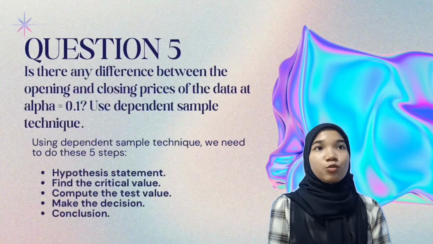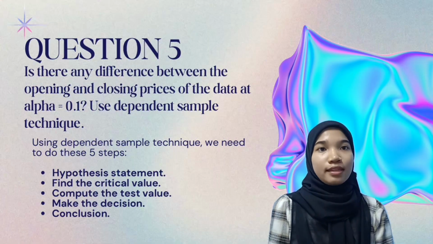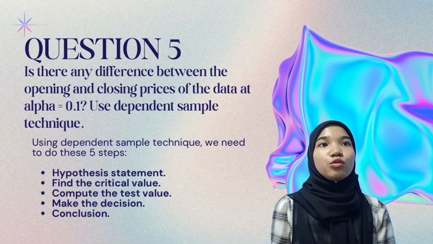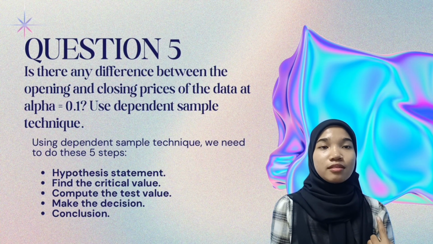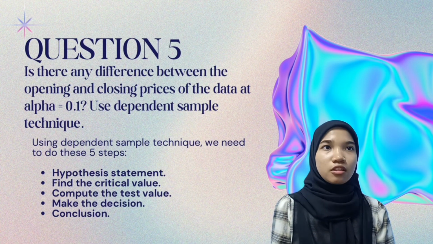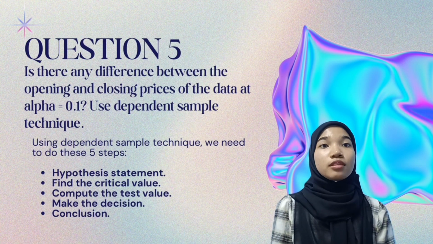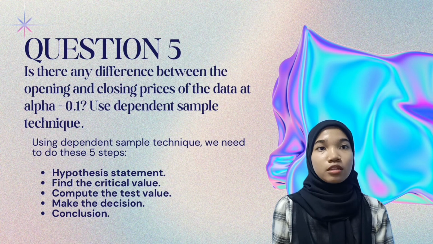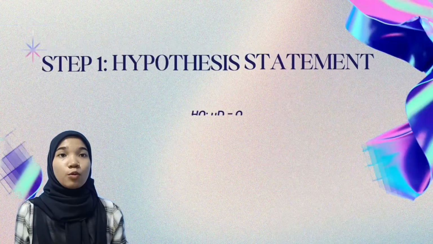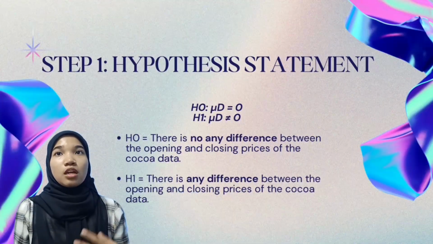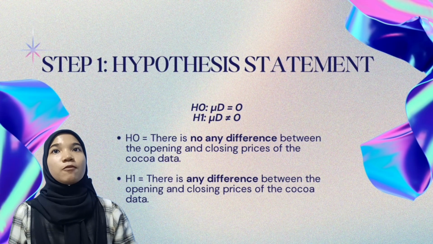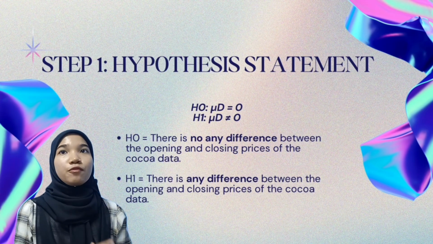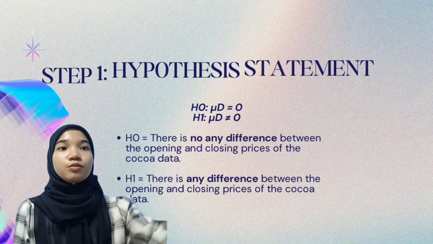Next, question 5, we need to use the dependent sample technique. For this technique, we need to do these 5 steps, which is we state our hypothesis statement, then find the critical value. After that, we compute the test value, then make the decision, and lastly, we make the conclusion. So for this question, our hypothesis statement will be the null hypothesis says there's no difference, while the alternative hypothesis says there is a difference. So let's see what the result shows.